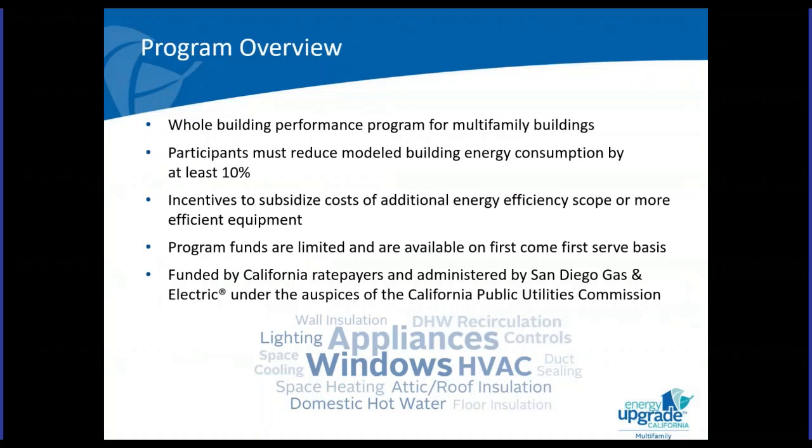The Energy Upgrade California Multifamily Program is considered a whole building performance program. We use Energy Pro to model an existing multifamily building with the as-is conditions, and then we work in various energy efficiency improvements into that model, and we are looking for a 10% minimum overall savings, estimated energy savings from that model to qualify for incentives.